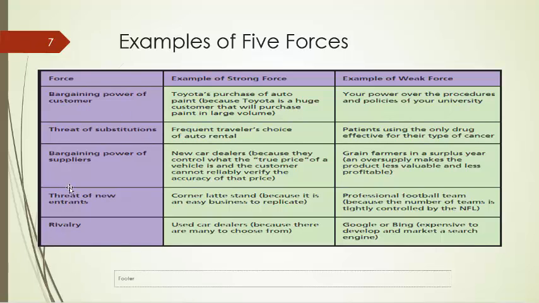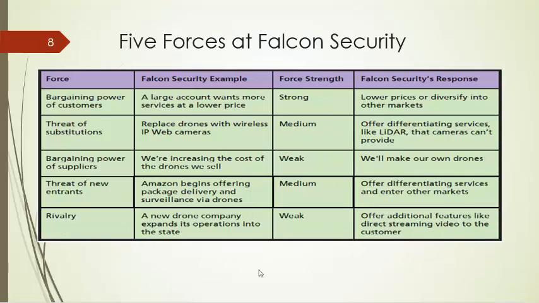So in this slide, if we take those 5 forces and apply it to the company that's talked about at the beginning of the chapter, we see that the bargaining power of customers is strong. And so if that's the case, that means that Falcon's response is probably to lower their prices or move into other markets where they can make more money. And so the customers, they have large accounts, and so they can say, if you don't give it to me at this price, then I'm going to go somewhere else.